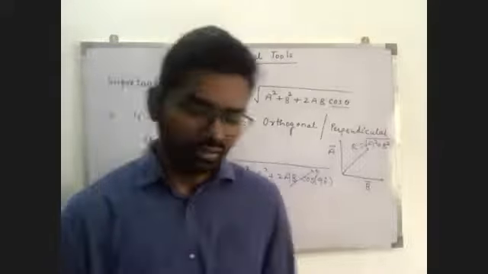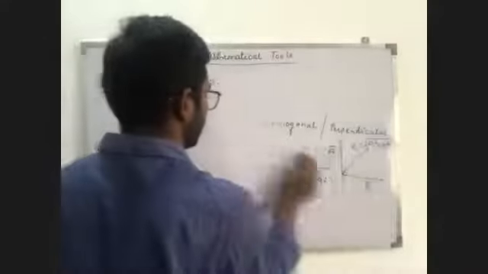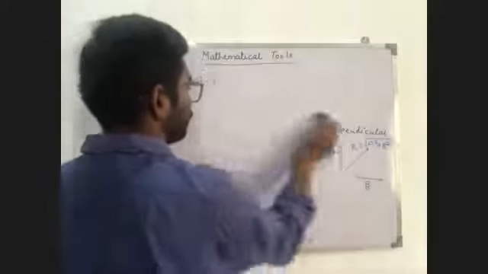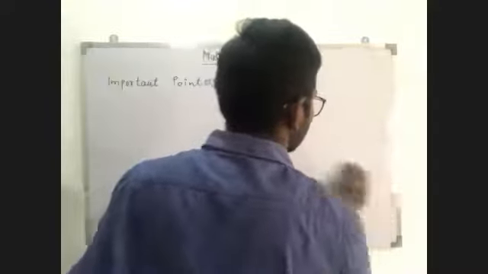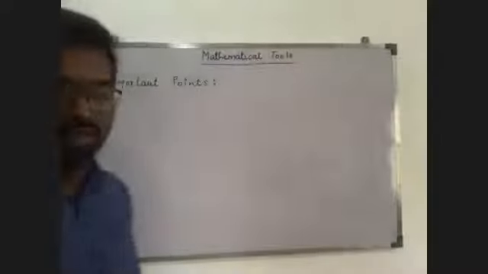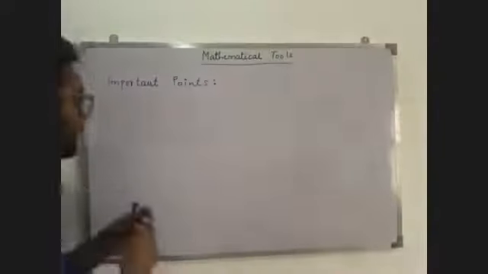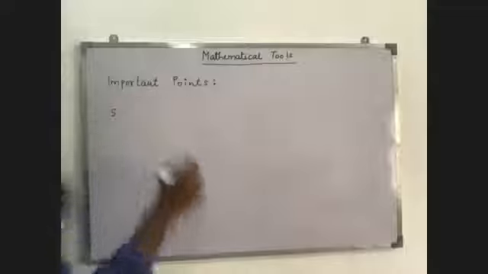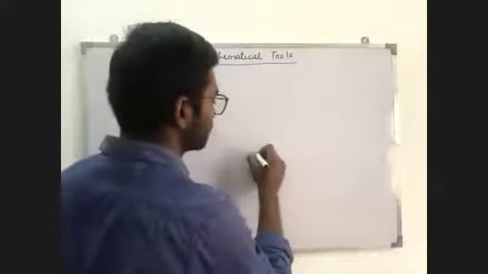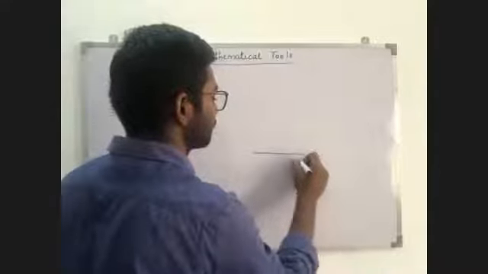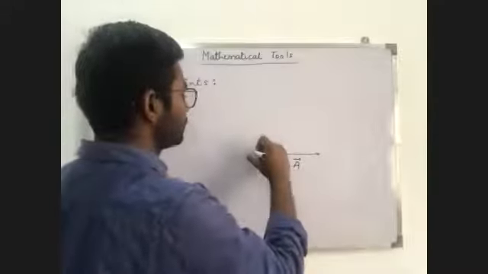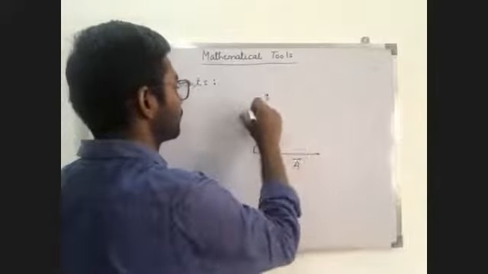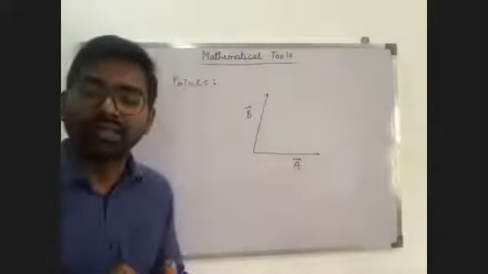Okay. Now look here, the next one. Now look here. The fifth property, what it says, that let's suppose this is one vector, A vector. And let's suppose this is another vector, B vector.